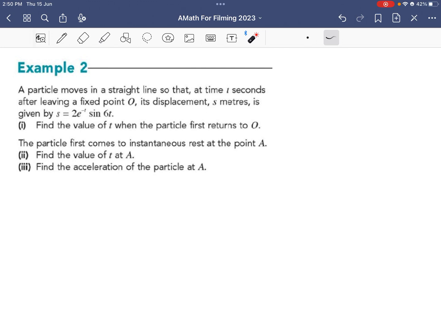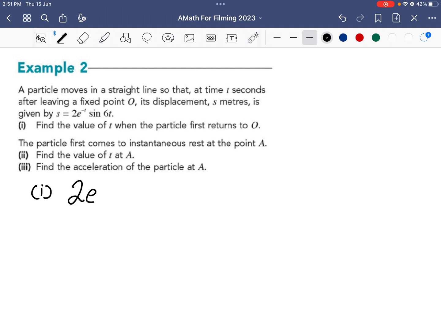Now, example 2. The particle is moving in a straight line, so that at any time, the displacement is given by 2e to the power of negative t sine 6t. Find the value of t when the particle first returns to O. First returns to O means that the displacement is equal to 0. Why 0? Because at O, the starting point, the displacement is 0.